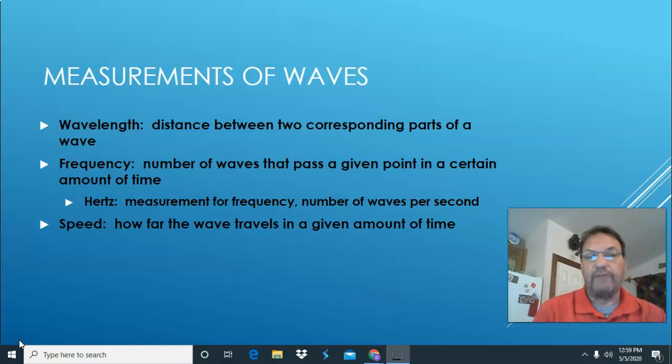All right, when we start talking about waves, we're talking about how to measure them, and they are measured with wavelength, frequency, hertz, and speed. And so as we talk about those, we'll break them down individually.